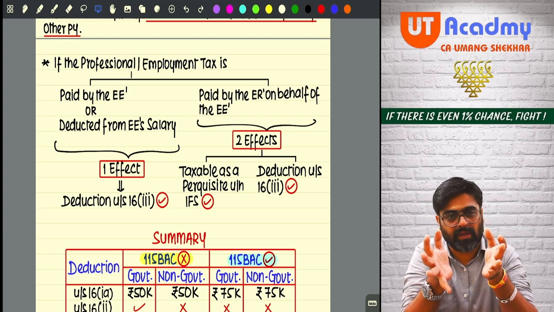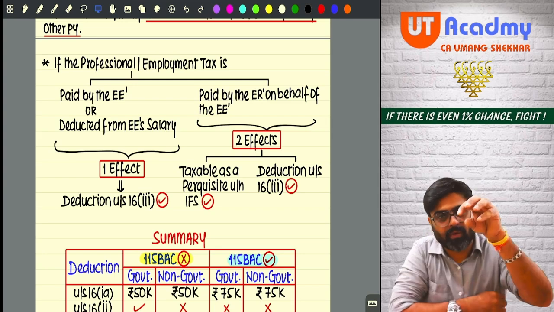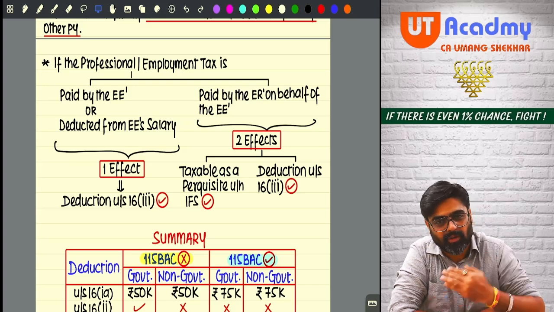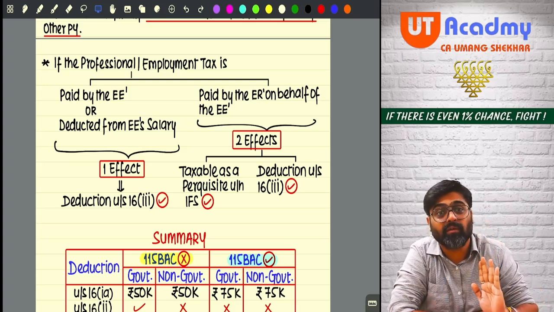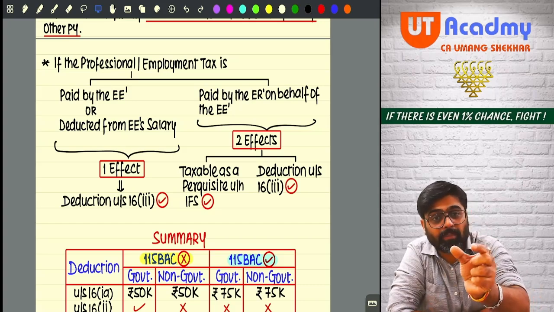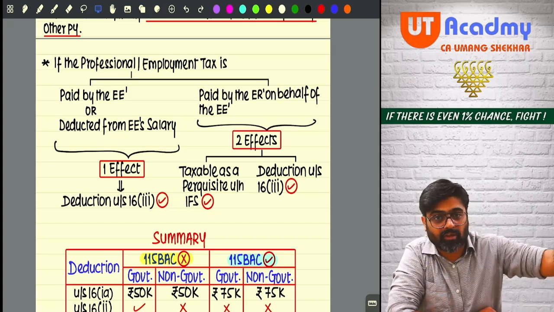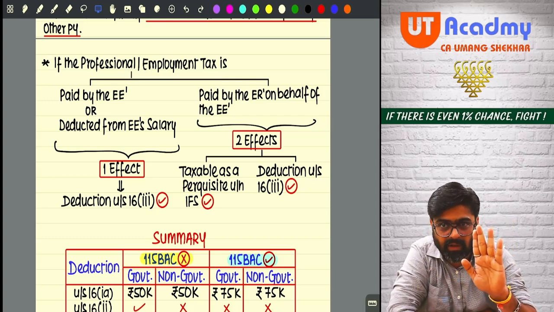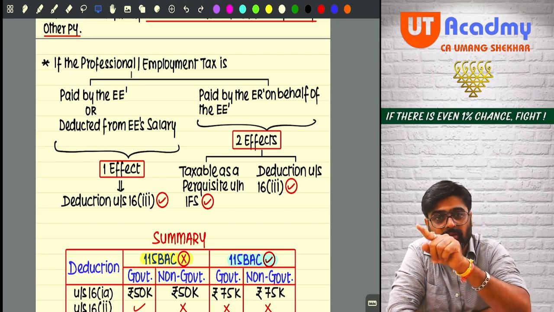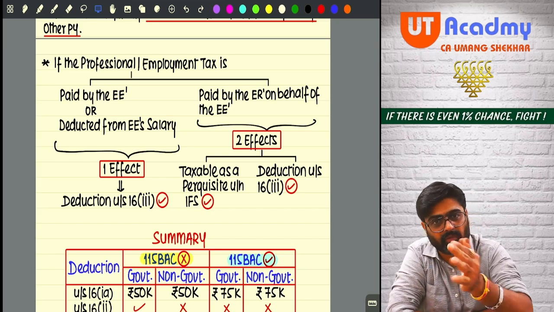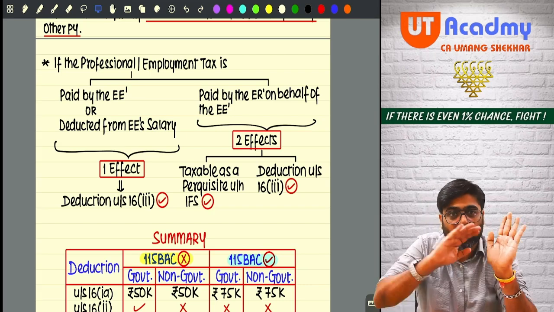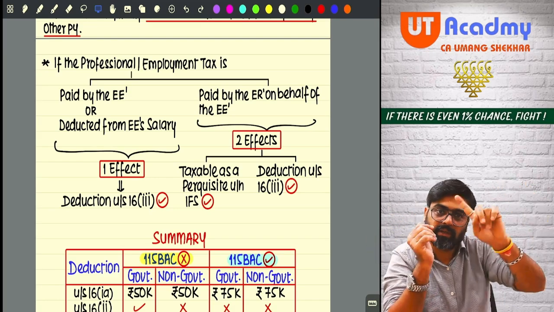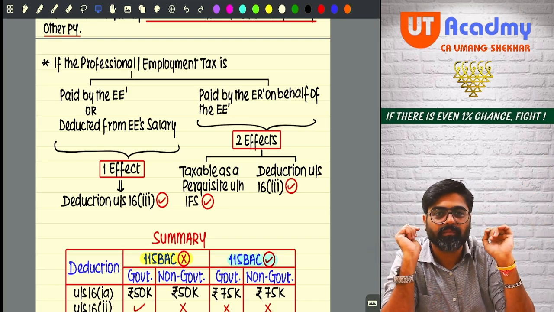Either take the entire 1 lakh rupees and from that pay 2000 on your own. So I gave you 1 lakh rupees of salary. From that 1 lakh you are paying 2000 as professional tax. First case, did you understand? How much will be your taxable salary? 1 lakh, because you are going to get 1 lakh from me. 1 lakh will be your taxable salary. Out of that taxable salary, have you paid 2000 rupees professional tax? Yes. Take the deduction for that professional tax.